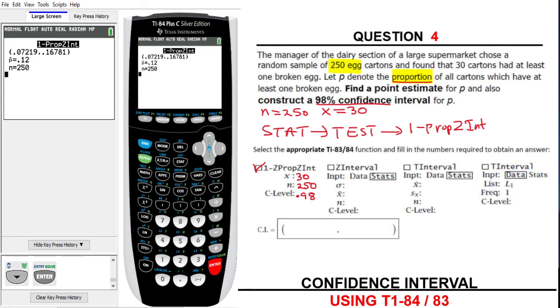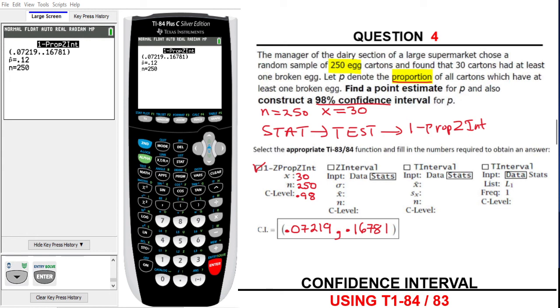All right, so here we have our answer. We have 0.07219 as our lower confidence limit, and then we have 0.16781 as our upper confidence limit. All right, so that is how to do problems that require us to estimate the population proportion.